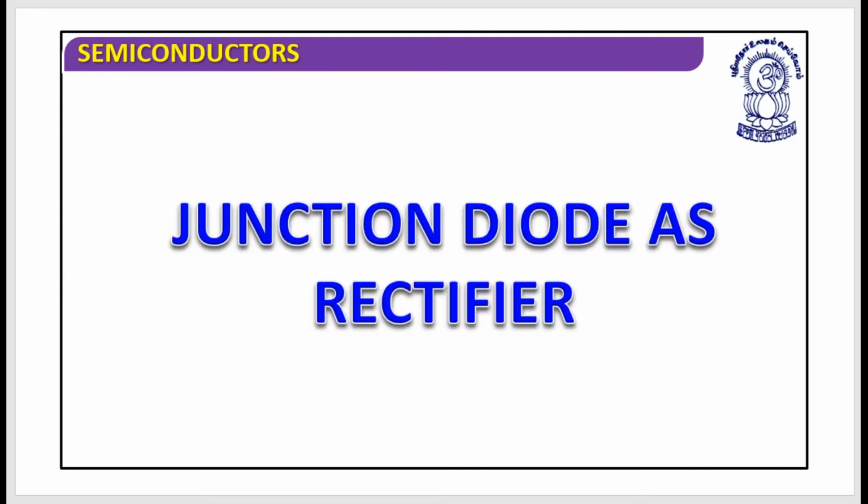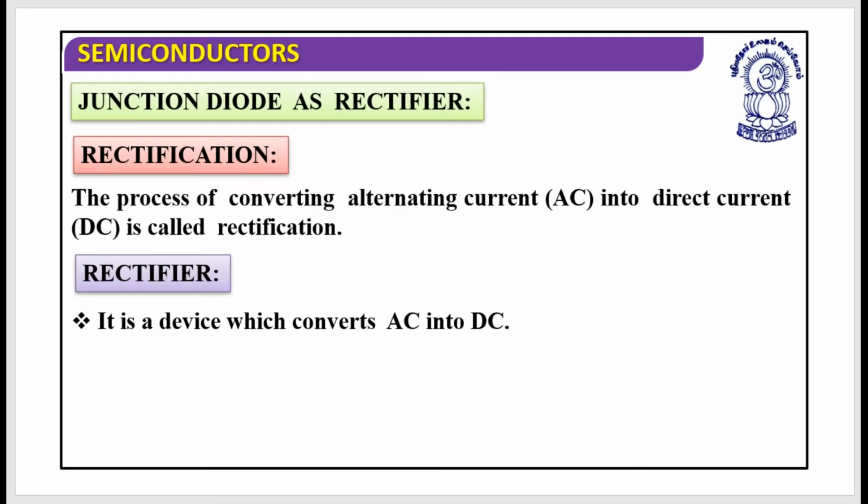So first, let's discuss the PN junction diode as a rectifier. Let's have a look at this. First thing is, what is rectification? Rectification is the process of converting alternating current (AC) into direct current (DC), and this process is known as rectification. And a rectifier is basically a device which converts alternating current into direct current. That is what we call a rectifier.